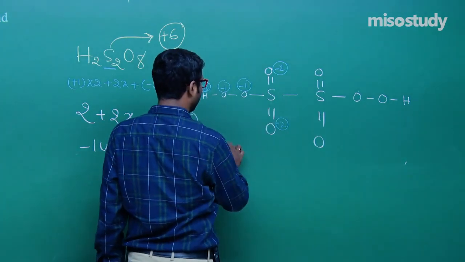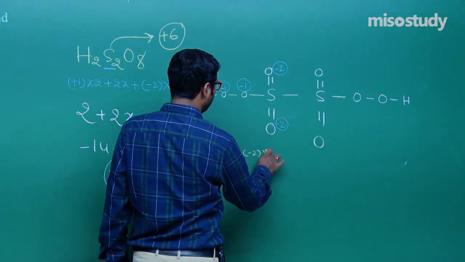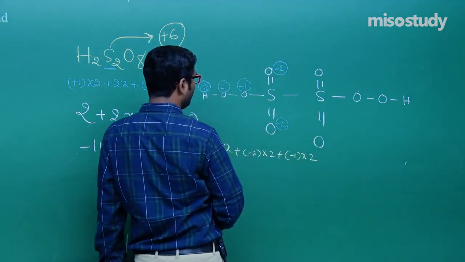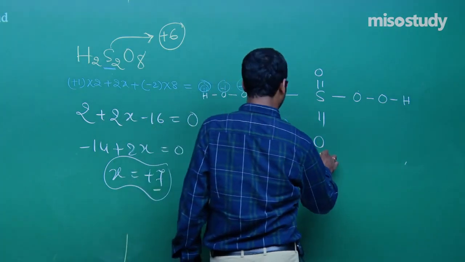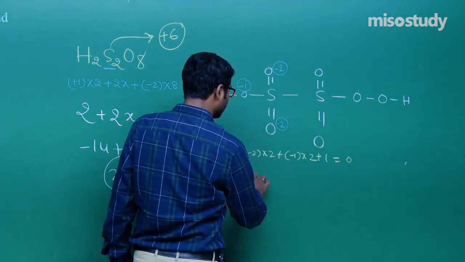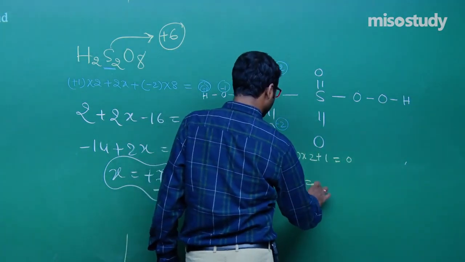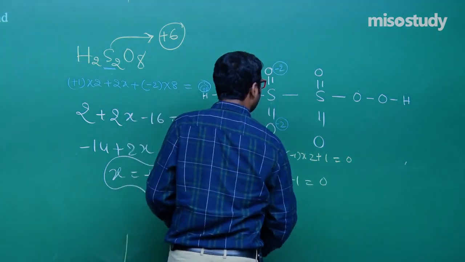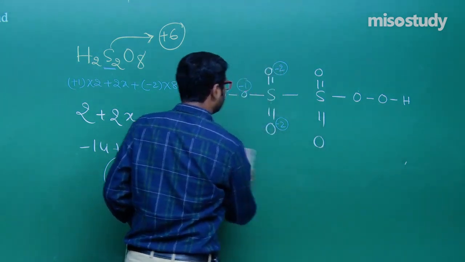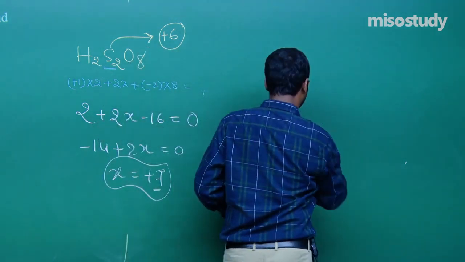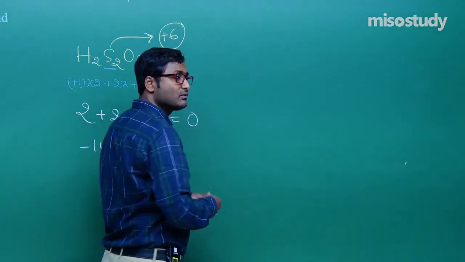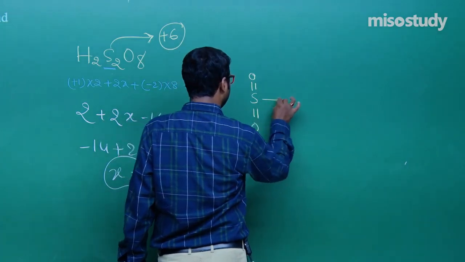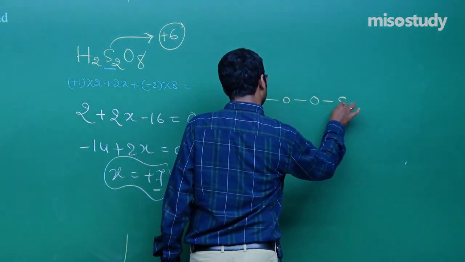Tell me. Sulfur is x, minus 2 into 2, that is minus 1 into 2, clear to you? And plus 1 is equal to 0. x minus 4 minus 2 plus 1 is equal to 0. x minus 5, no, not like this. This one is not a structure. Check it once again. By using this you can easily solve this one. If I write like this, then check what will happen. Is there a possibility of such linkage?